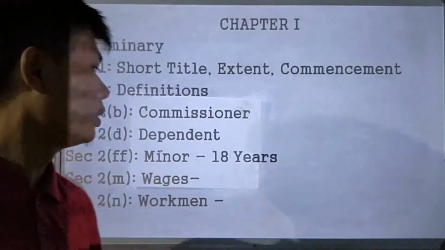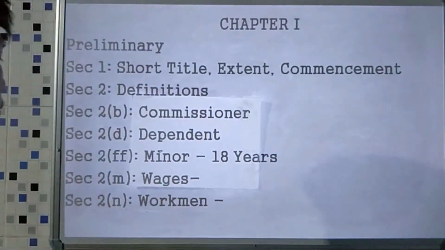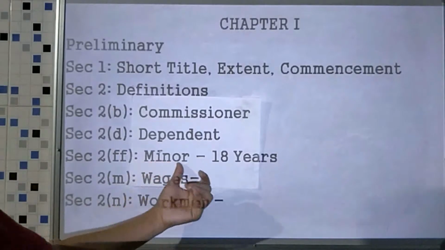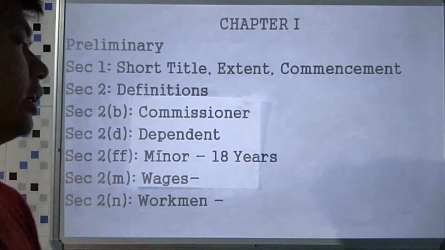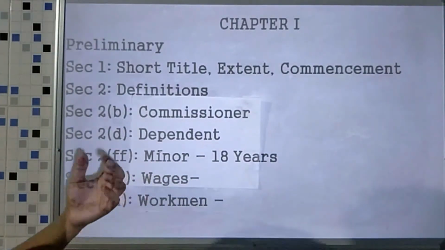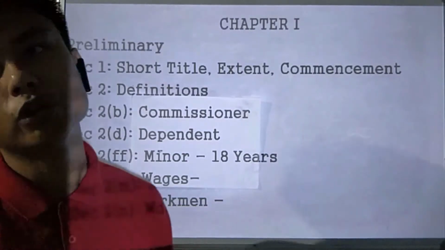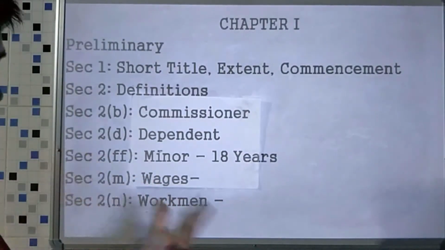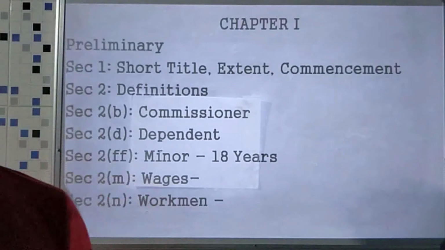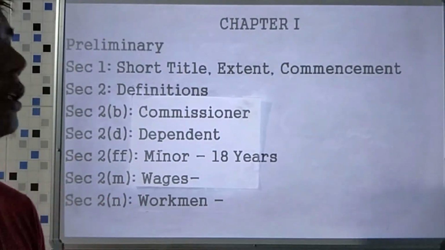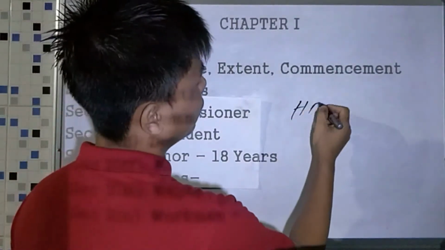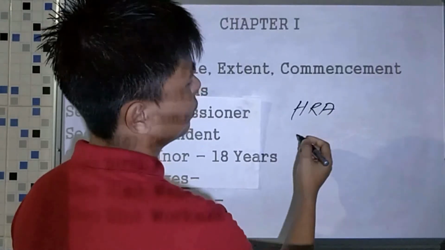Alright. Now section 2(ff) talks about minor. Minor means below 18 years of age. And section 2(m) wages. So it includes everything which can be expressed in terms of money, but it excludes house rent allowance, right? Then PF, gratuity, disablement.